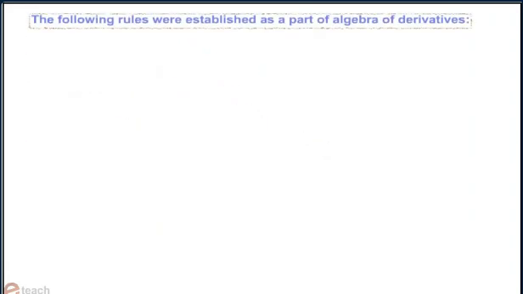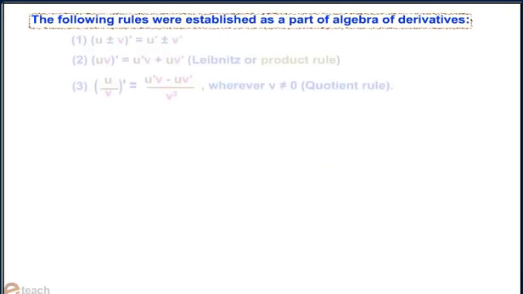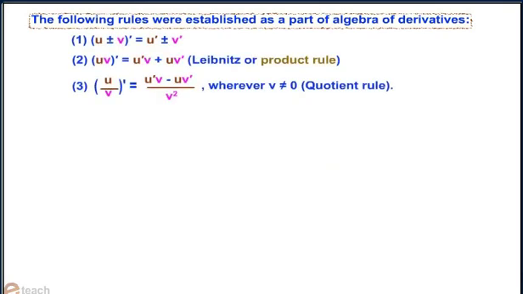The following rules were established as a part of the algebra of derivatives. First, (u plus minus v)' equals u' plus minus v'. Second, (uv)' equals u'v plus uv'. This is the Leibniz or product rule. Third, (u/v)' equals (u'v minus uv') divided by v squared, where v is not equal to 0, and this rule is also known as the quotient rule.